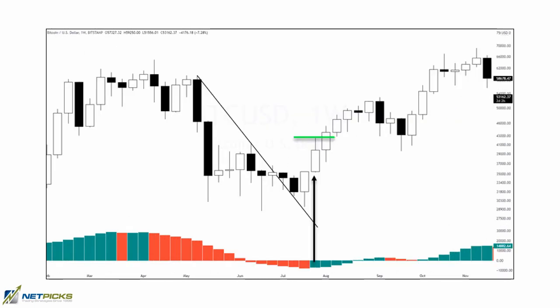Now, if you're a perma bull like I am, you want to look for entries into the uptrend. Here, trend line break after corrective move down. The oscillator turns green and it's rising. And the entry is 42.5. That's your buy into Bitcoin.